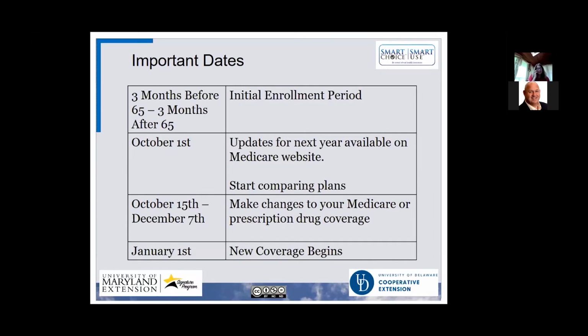There are some exceptions to that timetable. So there's a special enrollment period. For example, if you are employed when you're 65 and you have an employer-based plan, you do not need to sign up for Medicare unless your employer requires it. Some employers will require you to sign up for Medicare, and that becomes your coverage. So that can be employer dependent. But for those of you who are covered under an employer plan or some other plan, you have 8 months from the time that plan ends or your employment ends to sign up for Medicare.